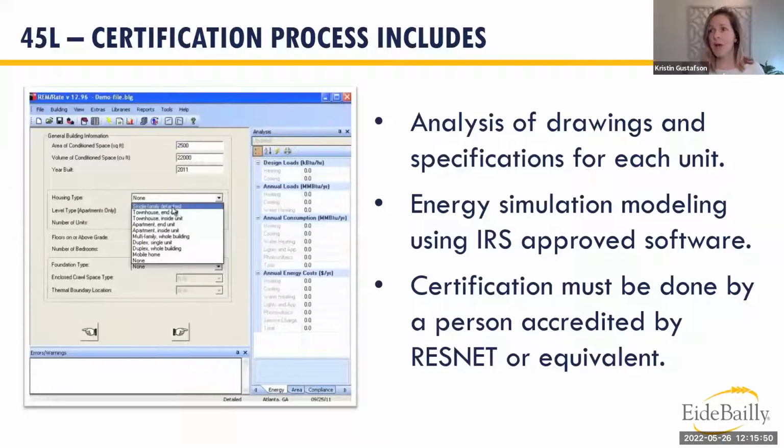The certification process includes analysis of the drawings and specifications for each unit and unit type, as well as home type. The energy is simulated using IRS-approved software. Here at Eide Bailly, we use REMRate or Ecotrope. And then certification must be done by a person accredited by ResNet or an equivalent.